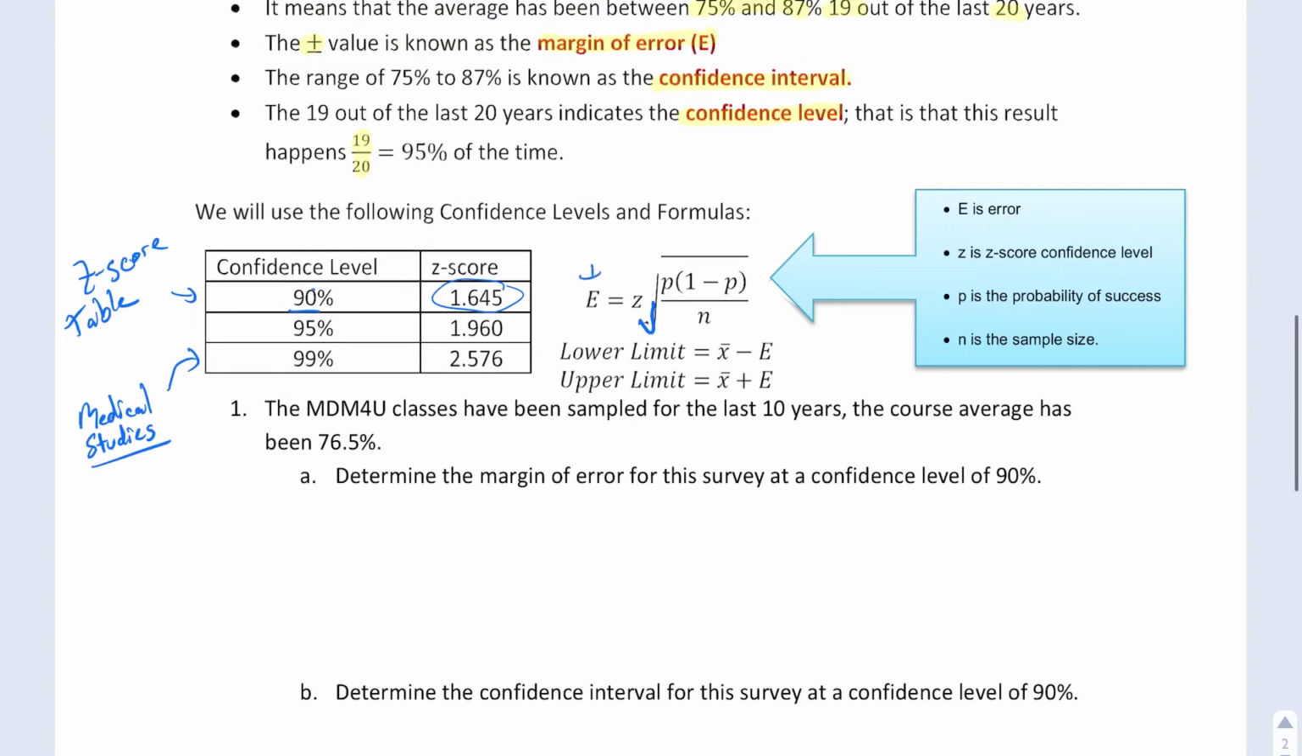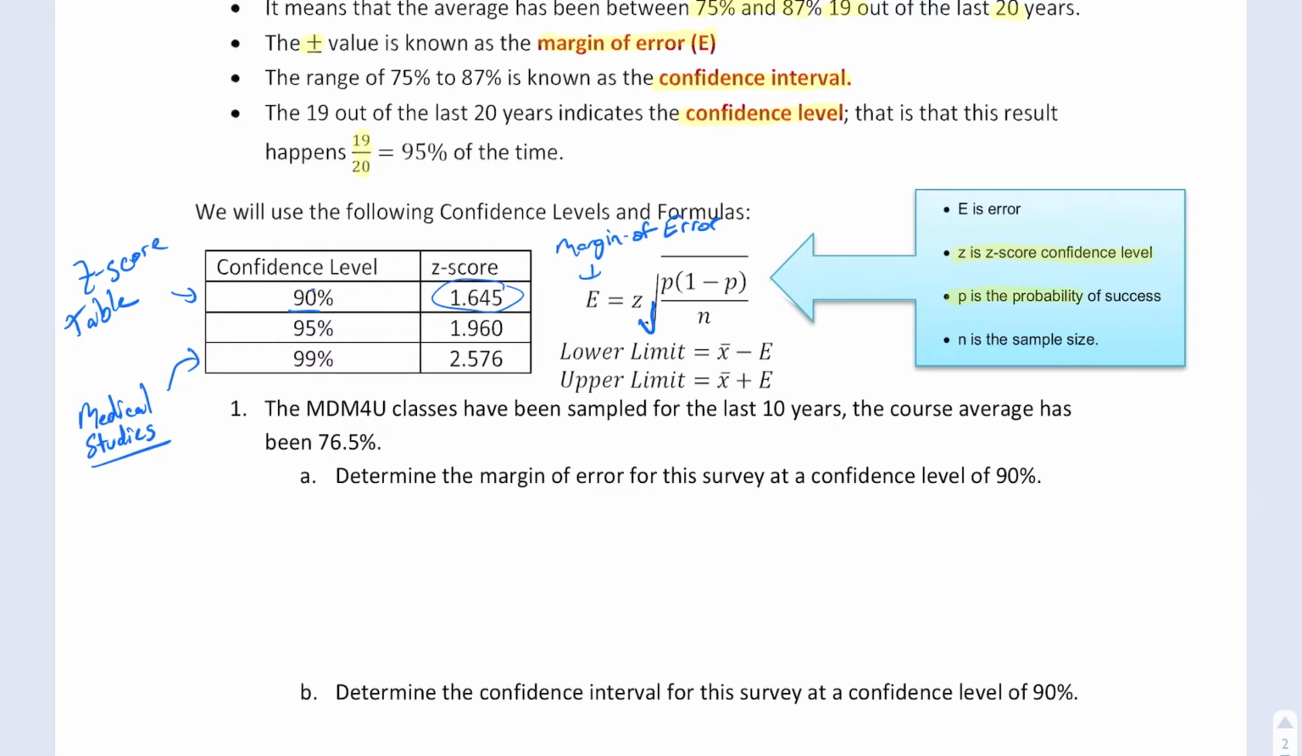So if we take an example here, we're going to use this formula here for E. Remember, E is the margin of error. And if you go on in stats, you'll talk about the derivation of this formula. But for now, this is what we're going to use.